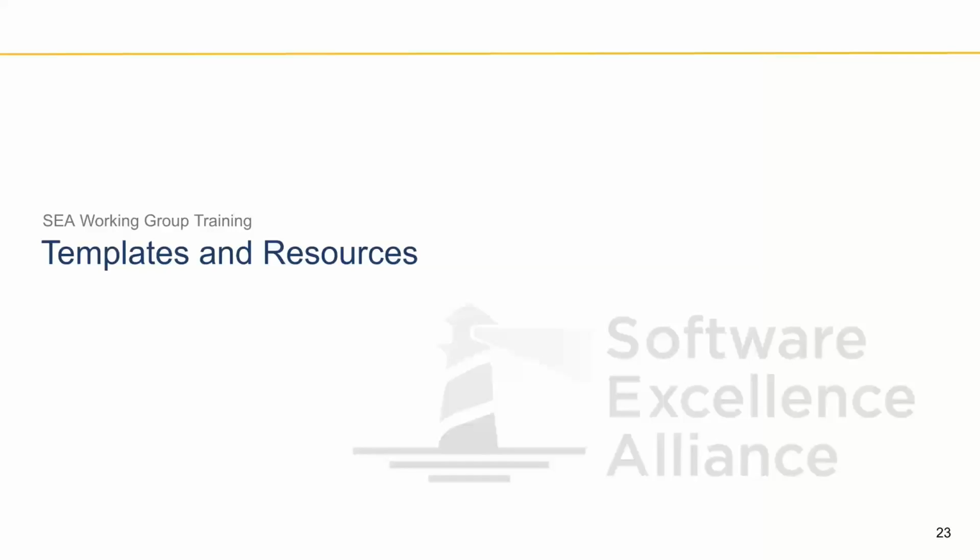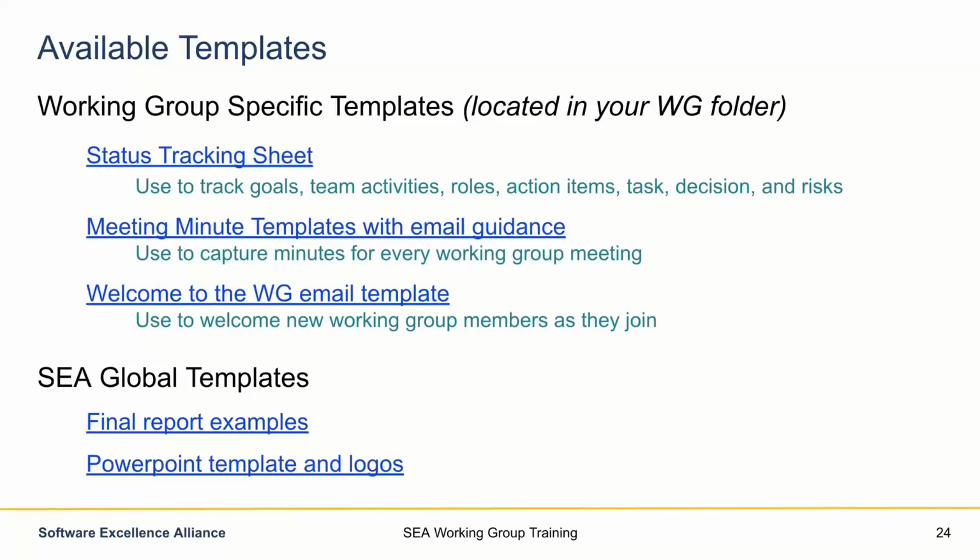The last section is on templates and resources. So as David mentioned, every time a new working group is formed, we create a folder on the C Google Drive, and we create a status tracking sheet. And this is where you can track your goals, your team activities, your roles, your action items, tasks, decisions, and risks.